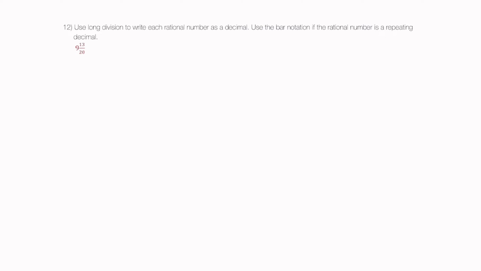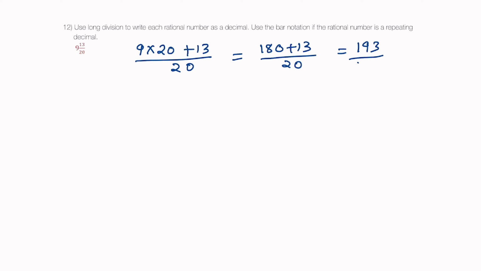The next one, 9 13 over 20. How do we solve this? Are we going to do 9 times 20 plus 13 over 20 equals 180 plus 13 over 20, which is equal to 193 over 20, and then we do this? Are we going to do this? Yes, we can do this. There's no question about it. But there is a simpler process than this.